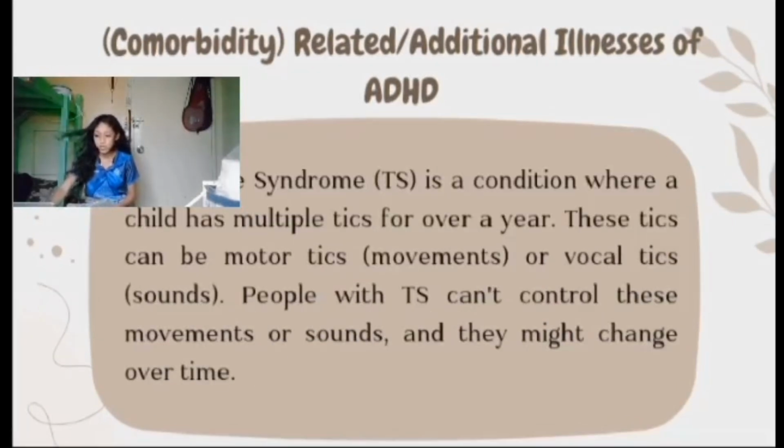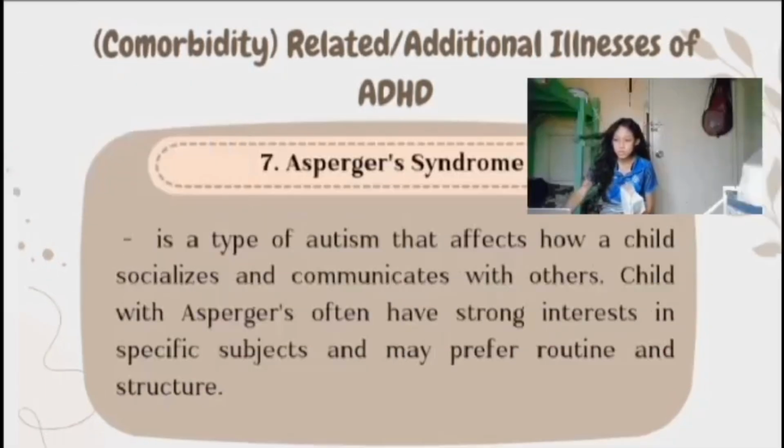Tourette syndrome, or TS, is a condition where a child has multiple tics for over a year. These tics can be motor tics or movements, or vocal tics, sounds. People with Tourette syndrome can't control these movements or sounds, and they might change over time. Next, Asperger's syndrome. It is a type of autism that affects how a child socializes and communicates with others. A child with Asperger's often has strong interest in specific subjects and may prefer routine and structure.